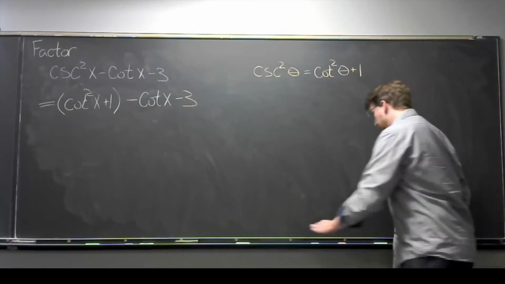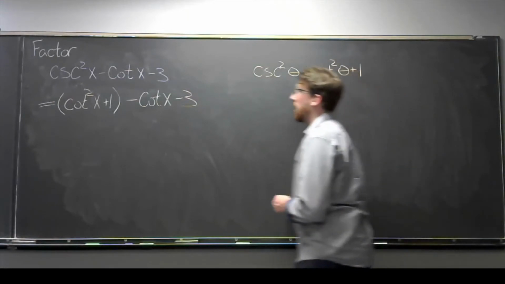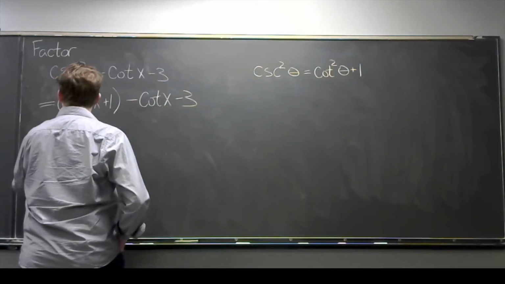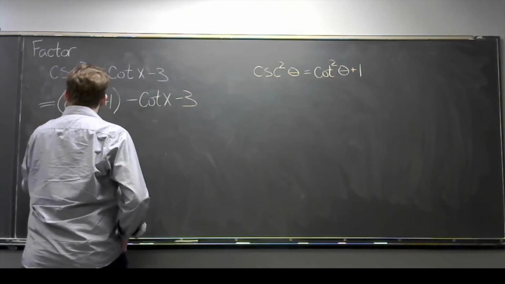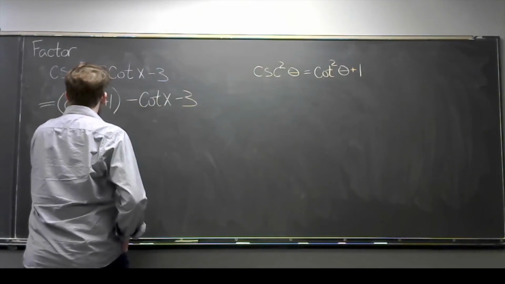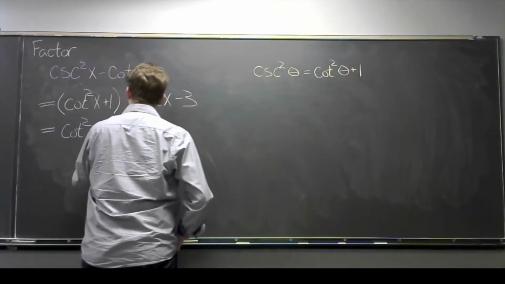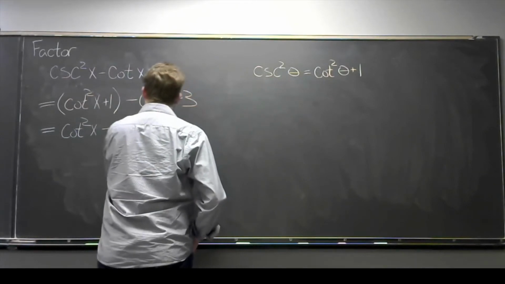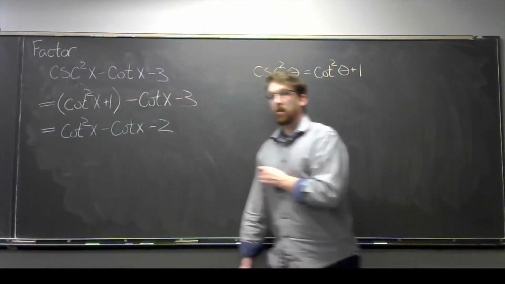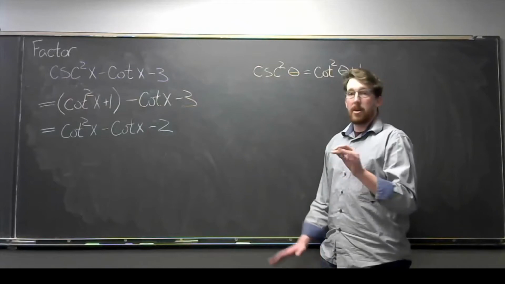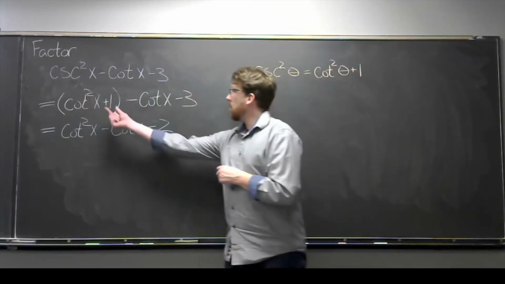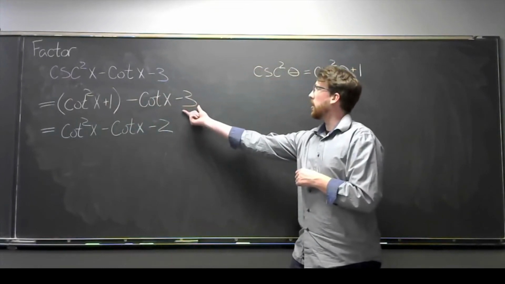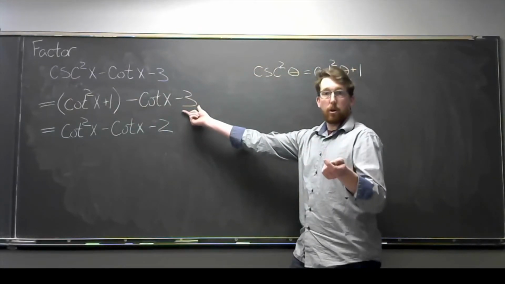Well, we can drop the parentheses. When we do, we find that this is equal to cotangent squared of x minus cotangent x minus 2. Now you might be asking what happened to the 1. When we dropped the parentheses, all I did was add the 1 to the 3, which changed it to negative 2.